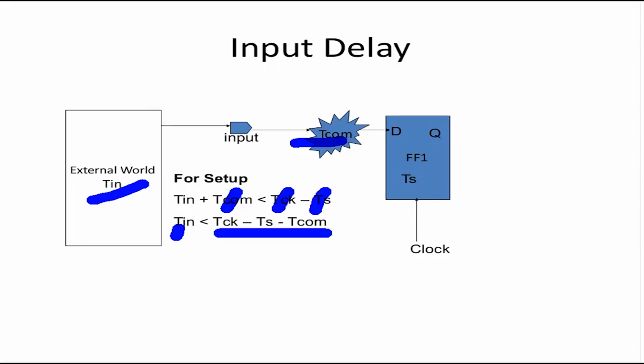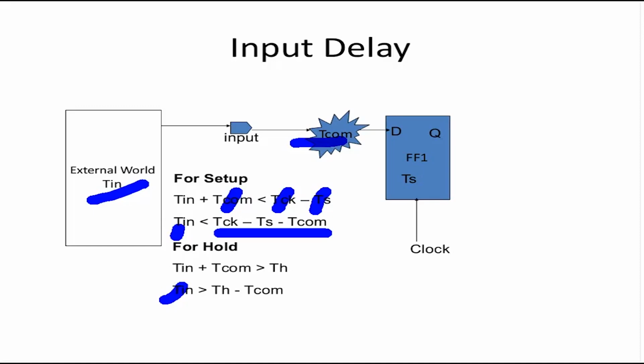Now we'll do it for hold, right? For hold, again, we'll represent the equation in terms of estimate greater than a minimum value. For hold, Tin plus Tcom should be greater than Th for this clock. No clock frequency comes into play here. Again, I'll rearrange. What I know, I'll keep on the right hand side, which will form the constraint part. What I'm trying to estimate will come on the left hand side. Again, estimate is greater than some value. What is the value here? Th minus Tcom.